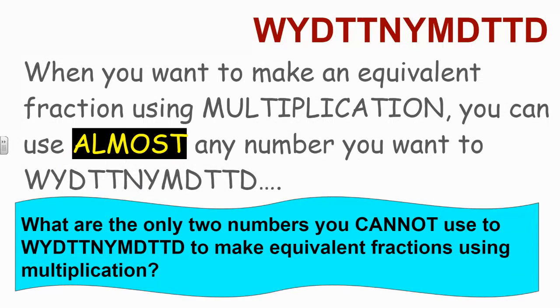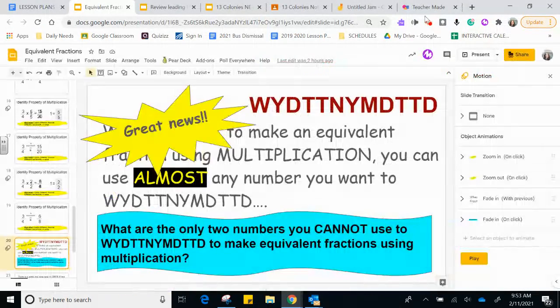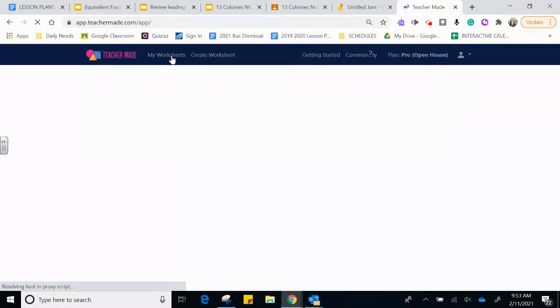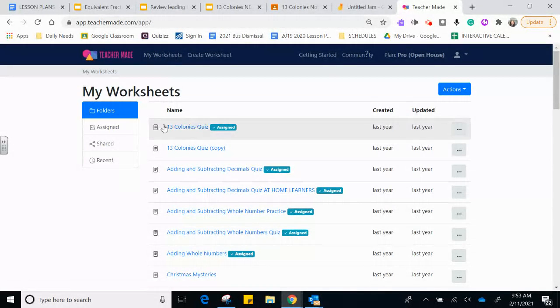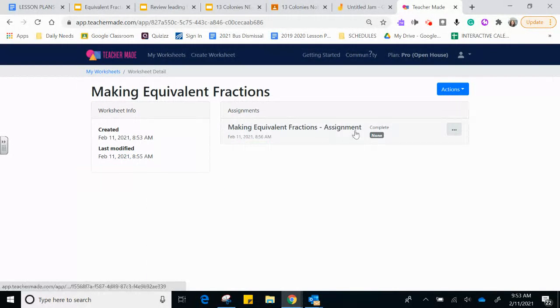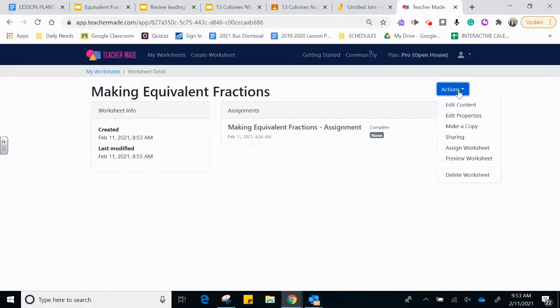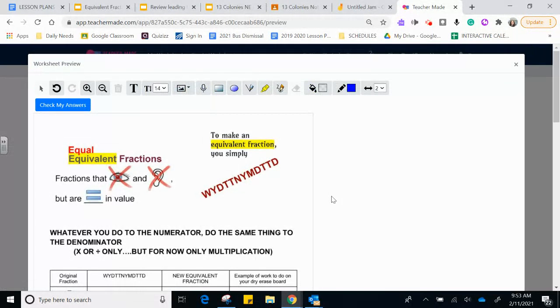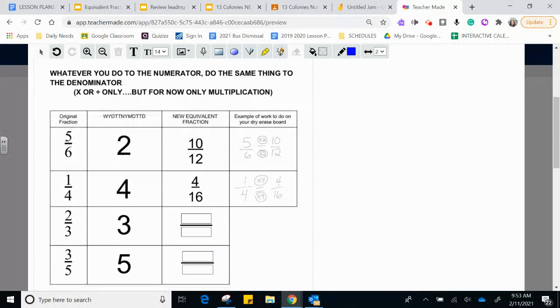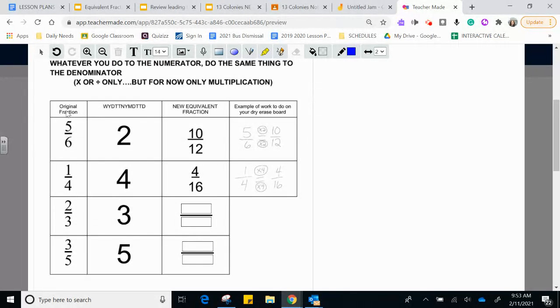So what we're going to do next is you are going to complete an activity. I'm going to show you here, I probably should have had this up and ready to rock and roll, it is in the Google Classroom, and it will look like this. It will have the definition of equivalent fractions, and it will give you 2 examples. I have the original fraction, 5/6. I give you the Watutamudud. Your job is to give me the new equivalent fraction.